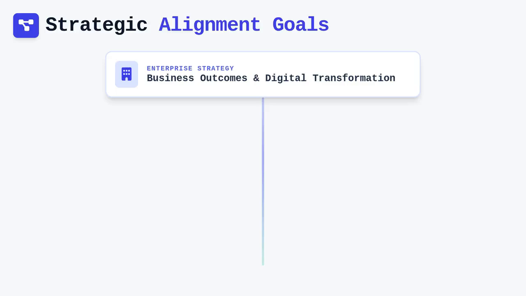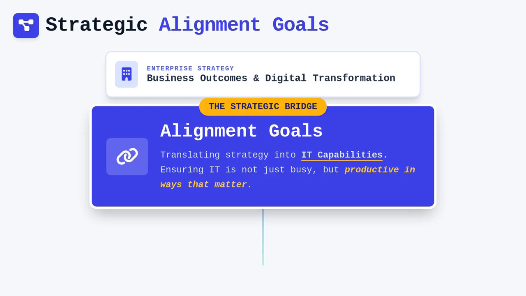With enterprise goals firmly in place, the cascade moves downward to alignment goals, which are essentially the bridge between enterprise strategy and IT capability. These goals relate specifically to the role of IT and how it must support the enterprise objectives we defined in the previous stage.